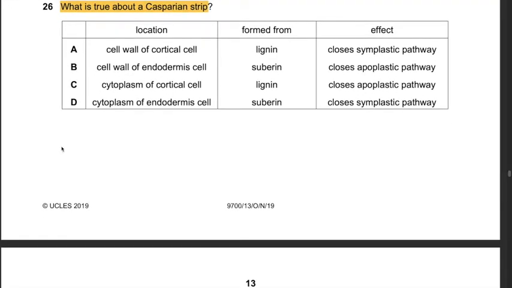Question 26. What is true about a Casparian strip? The Casparian strip is formed from suberin, not lignin. Lignin forms only in the xylem vessels, leaving us with the answer being either B or D. And the effect of a Casparian strip is that it blocks the apoplast pathway, leaving us with the only answer being B. The location is obviously in the cell wall of an endodermis cell. It is not present in the cytoplasm of the endodermis cell, leaving us with the answer being B. Location, cell wall of endodermis cell, formed from suberin. Effect is to close the apoplastic pathway.